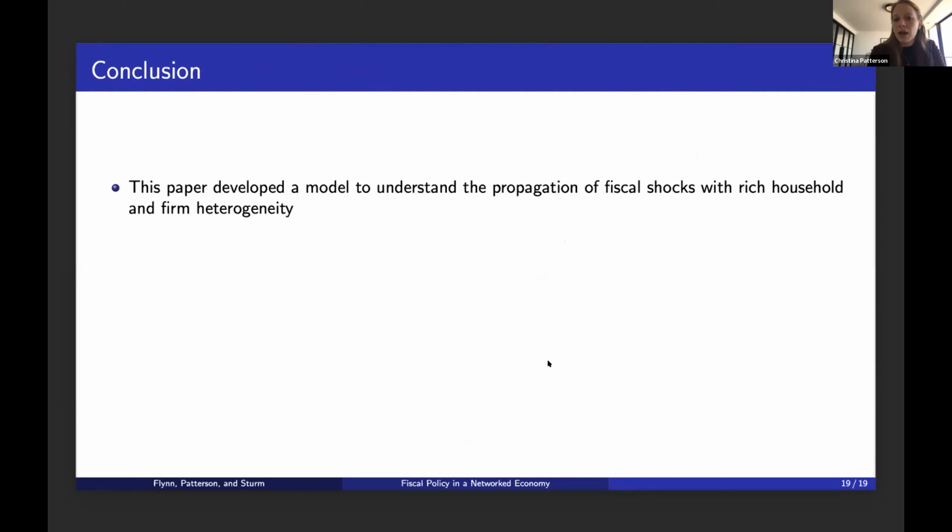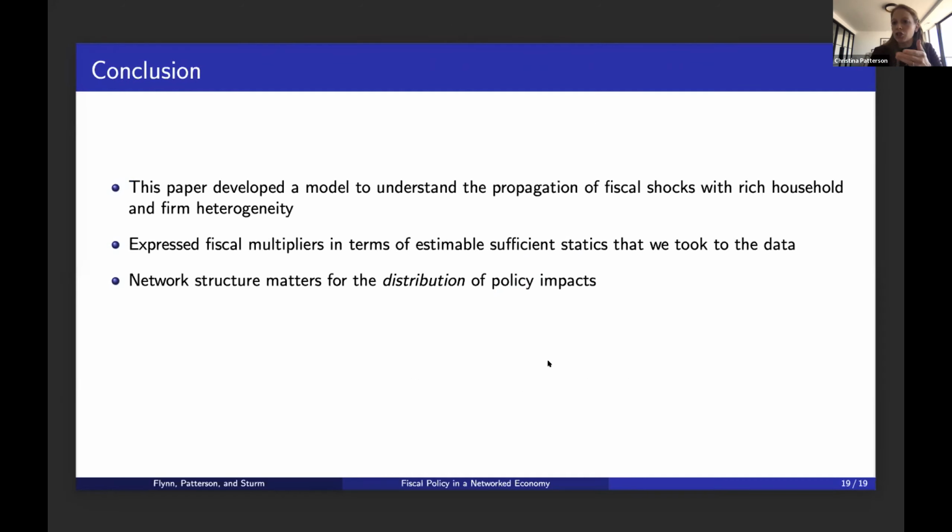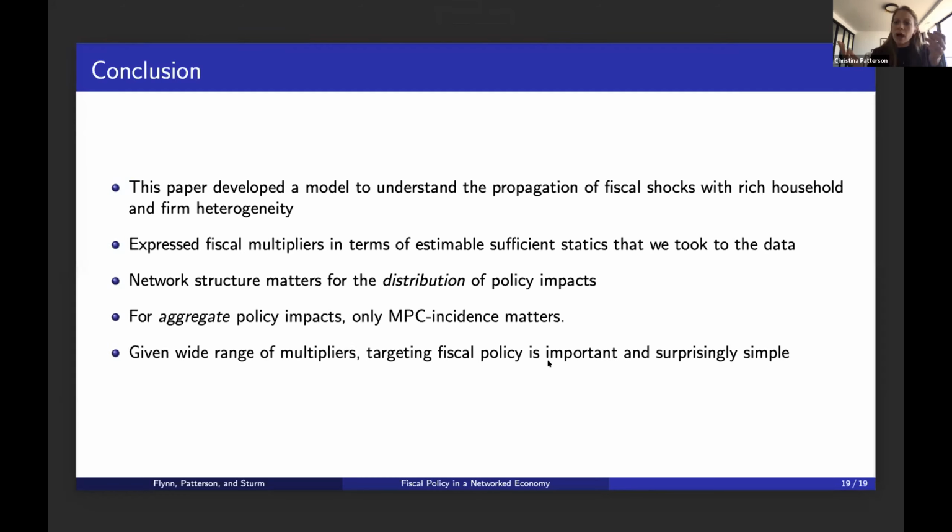This paper develops a model to understand the propagation of fiscal shocks with worker and firm heterogeneity. We express these fiscal multipliers in terms of estimable statistics that we could take directly from the data. We found that the network structure mattered for understanding the distributional impacts of various policies. But for the aggregate, it was really only the MPC incidence that matters. And since we found that there was a wide range of multipliers depending on where in the economy the policy was targeted, it suggests that targeting fiscal policy is potentially both important and maybe surprisingly simple.